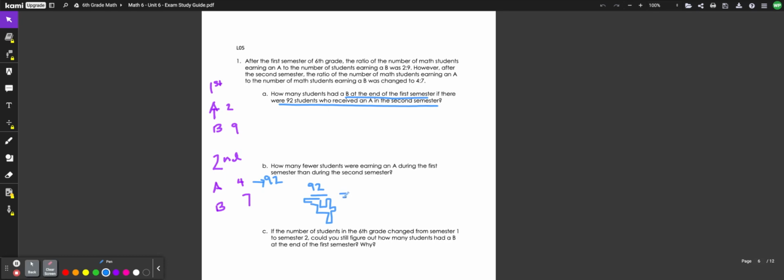When we divide 92 by 4, we get a quotient of 23. So that means every part is equal to 23. So 2 times 23 would be 46. 9 times 23 would be 207. And 7 times 23 would be 161.